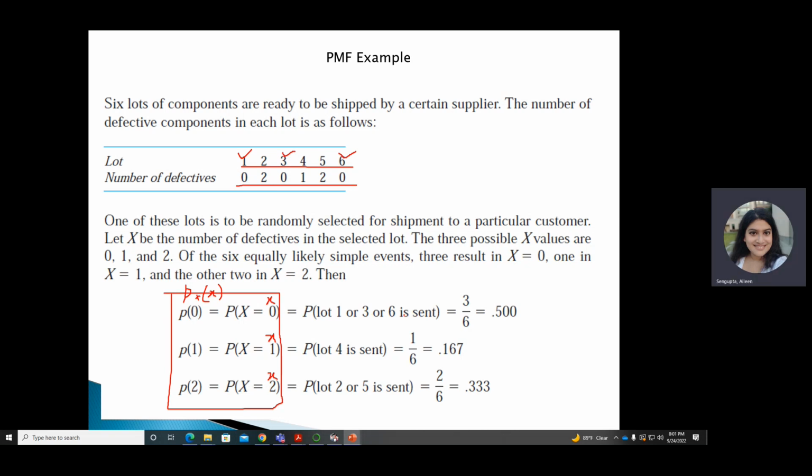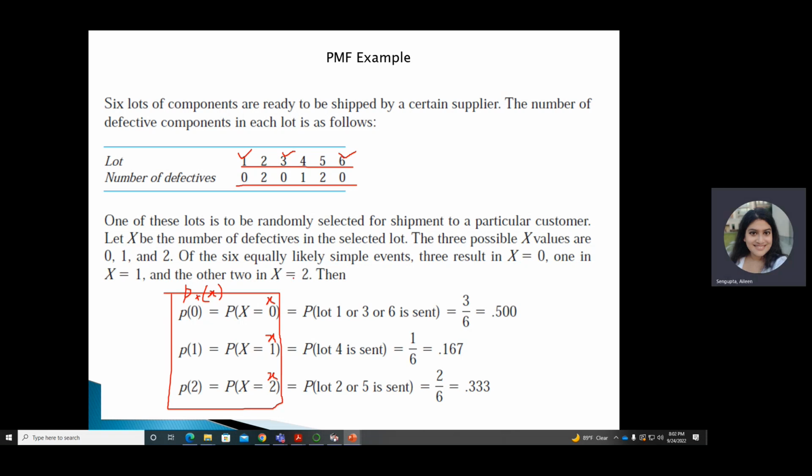Okay, that's great, but what do we do now? One of these lots can be randomly selected for shipment to a particular customer. Let X be the number of defectives in the selected lot. So there are defectives in these lots. The three possible X values are 0, 1, and 2. So it can be either non-defective, one defective, or two defective. Of the six equally likely simple events, the result is X equals 0 in three, X equals 1 in one, and X equals 2 in two.